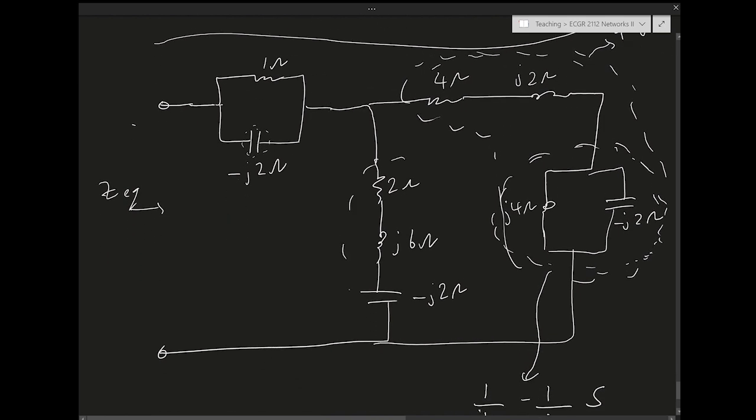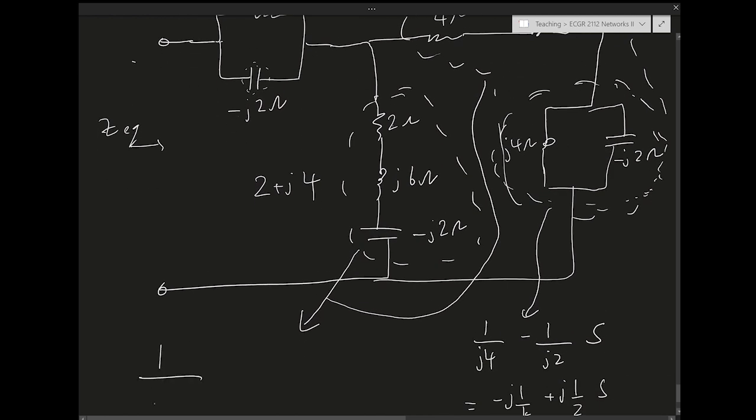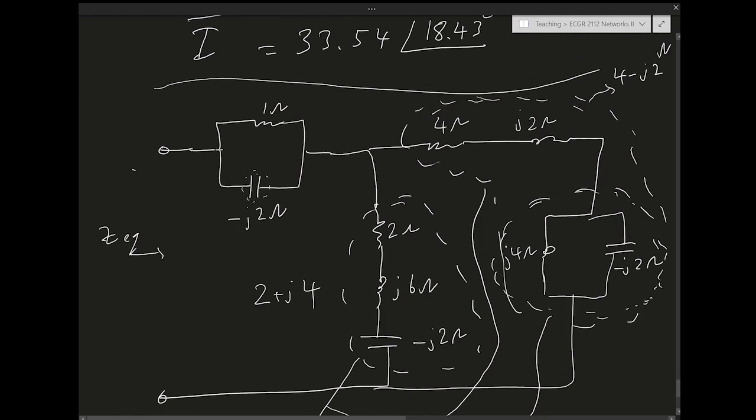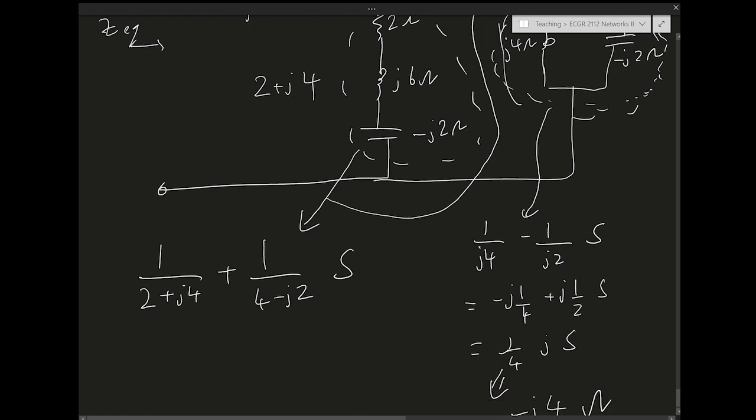What about this branch? Well, I mean, this is also easy. This is 2 plus J6 minus J2, so it's 2 plus J4, right? So now this branch and the other branch here are in parallel, right? So we need to turn those two into an admittance to sum them up. 1 over 2 plus J4 plus the admittance of the other branch, 1 over 4 minus J2 Siemens, right?